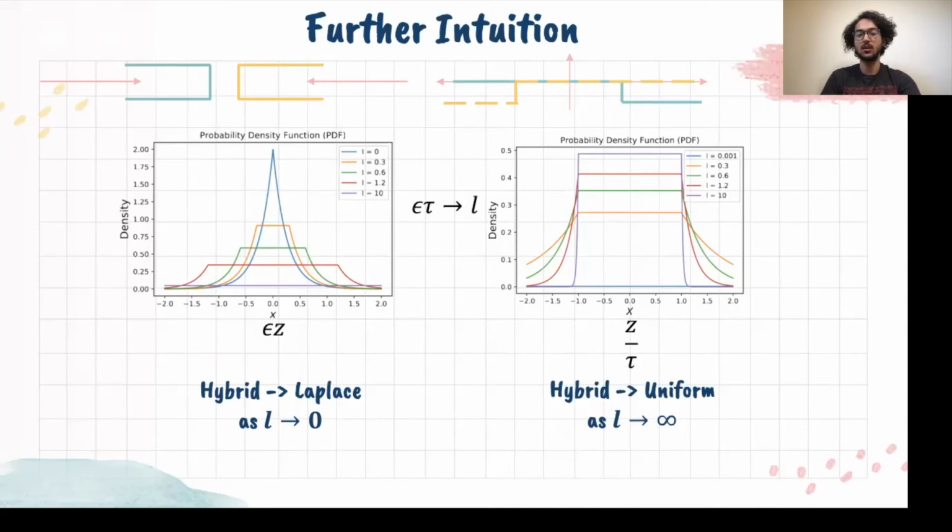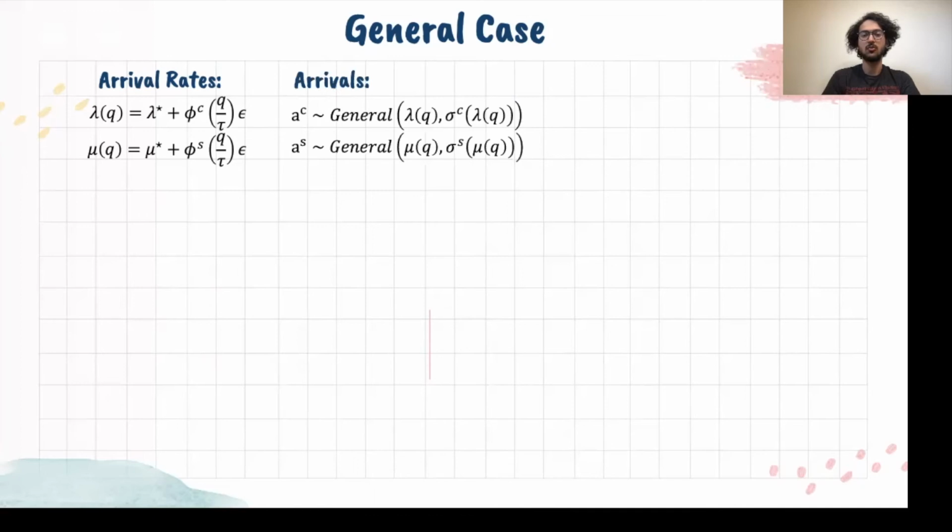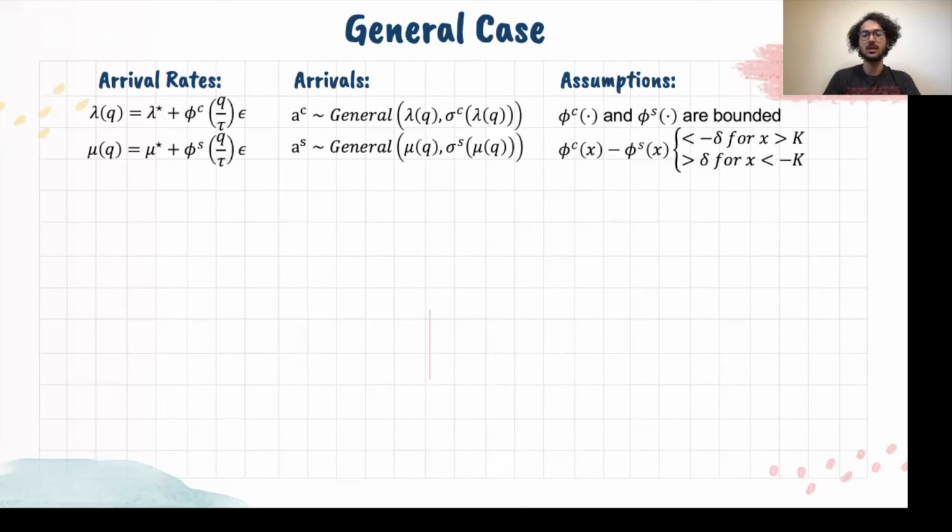The main result of the paper generalizes this said phase transition phenomena to a general class of arrival rates and a general distribution of the arrivals. In particular, we consider arrival rates given by general functions phi s and phi c, and parameterized by epsilon and tau. The arrivals are governed by a general distribution with finite support, and we impose a few weak assumptions on the arrival rate functions to ensure stability and make them amenable to analysis.